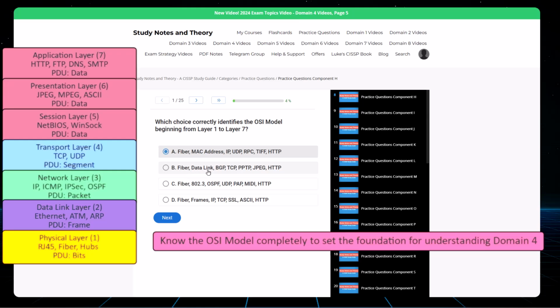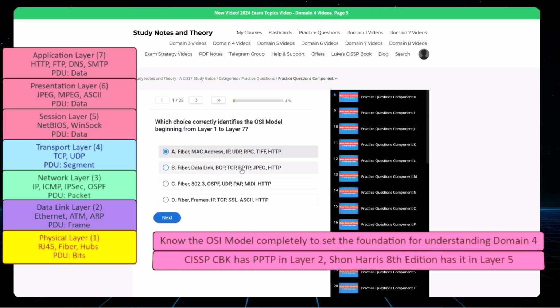Data link is layer 2. BGP is a networking protocol. It is in layer 3. I think some people say it can also be an application layer, but it's a routing protocol, so I'm going to go with it being right in layer 3. TCP is in layer 4 for sure. Point-to-point tunneling protocol, I don't think that's in the session layer. I remember that being in layer 2. It's a tunneling protocol, and it's point-to-point, so I don't think choice B is right because PPTP is in layer 2, not the session layer. So I'm going to eliminate this choice and not bother looking at it again.